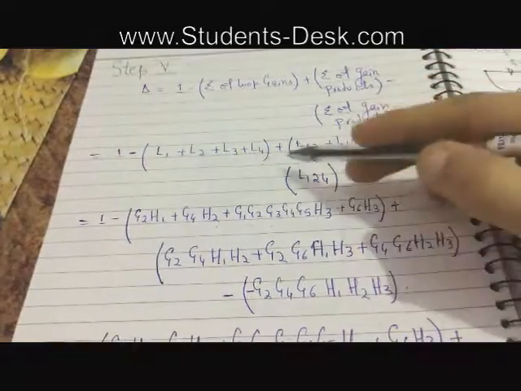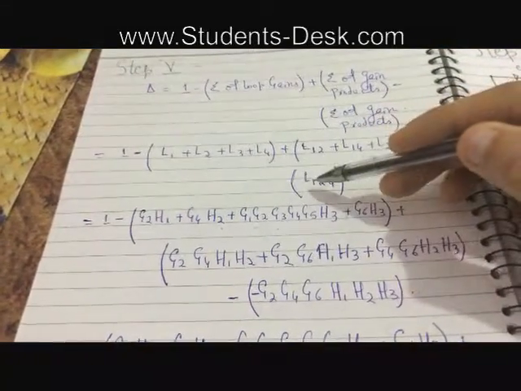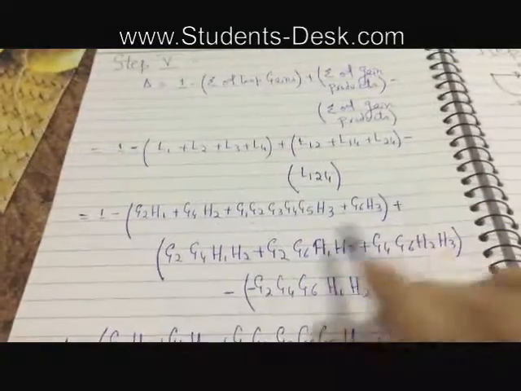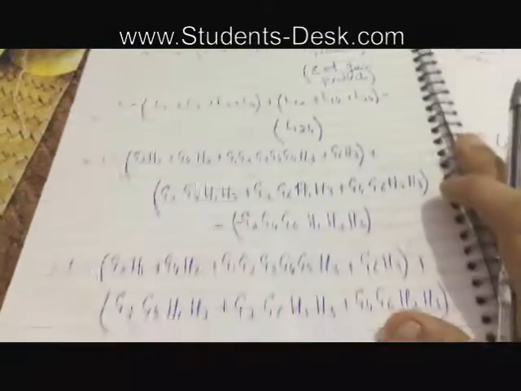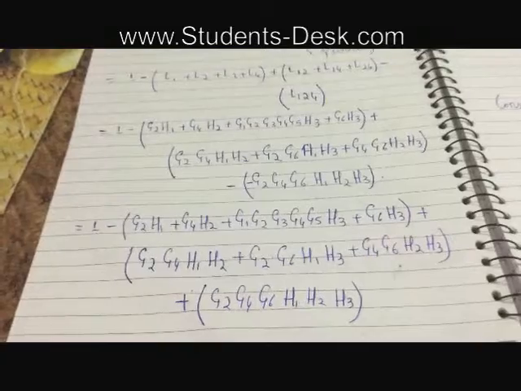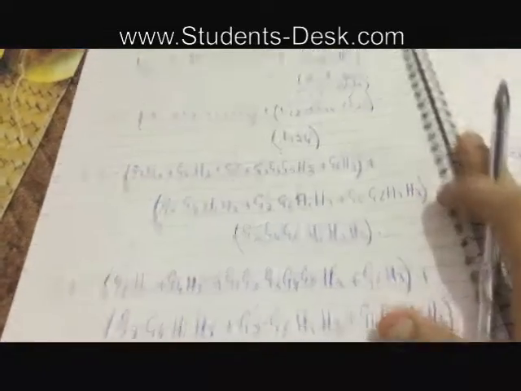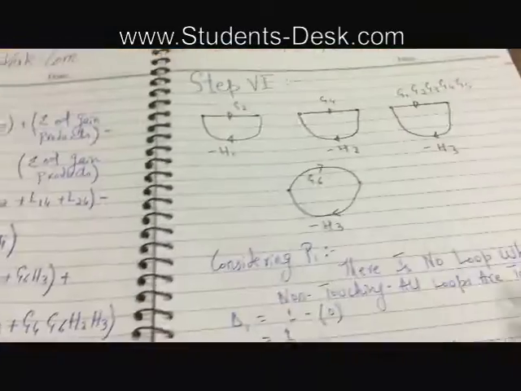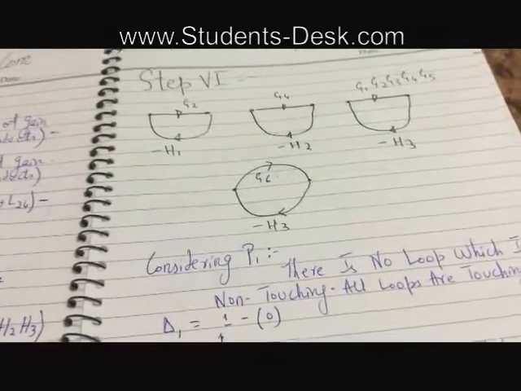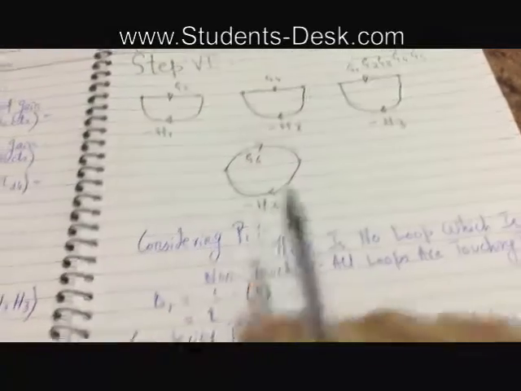Now you simply put the values which we found in steps 2, 3 and 4 into the formula, and the value of delta will be this. This is the value of delta which you have got. Now step 6 would be to find the path 1 and path 2.